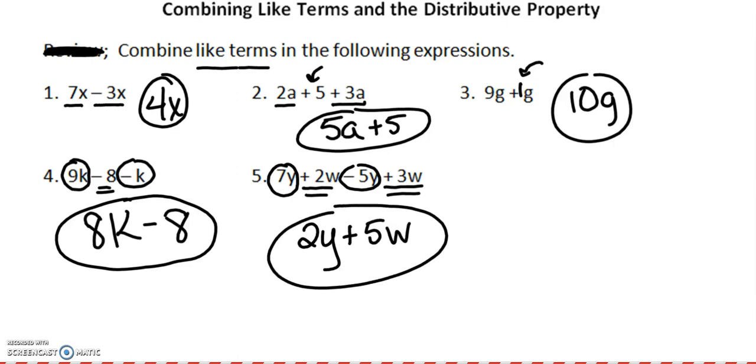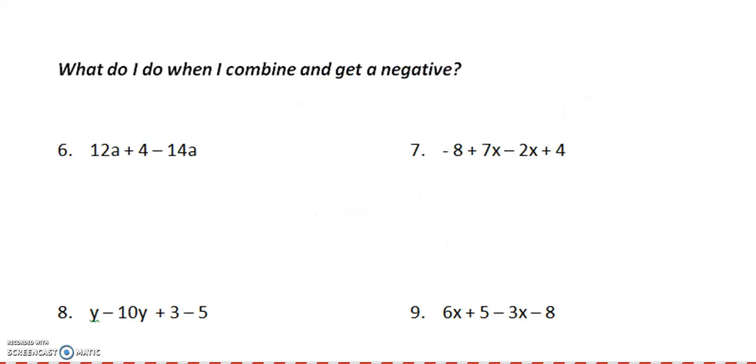And once I know that I've got only one of each letter, so I don't see any other y's, I don't see any other w's, and the same thing with all the rest of them, I know I'm done combining. That's the simplified version. So when you simplify, I'm going to write that word up there because that's what we just did. We just simplified those expressions. So now let's look at underneath.